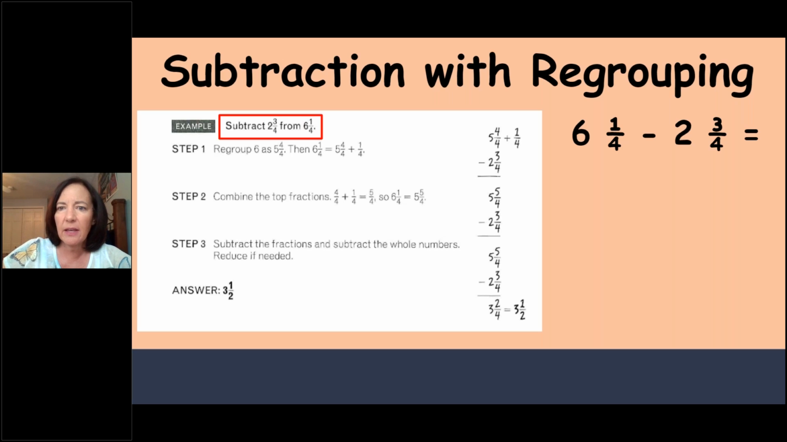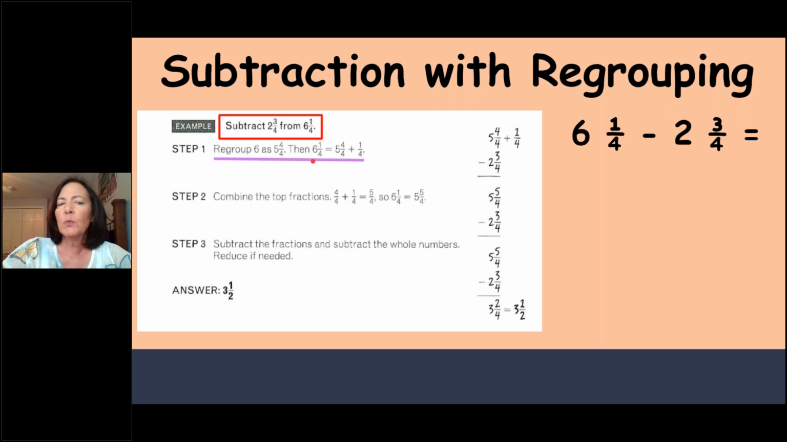Our problem is that 1/4 minus 3/4, we can't do that because we're not allowed to work with negative numbers in this situation. And we don't have enough. If I had 1/4 of a pizza and I had to take away 3/4, it's impossible. So I have to borrow from my whole number of 6. And so you can see that they rewrote over here where I underlined in purple. Instead of writing 6, they rewrote that as 5 4/4.